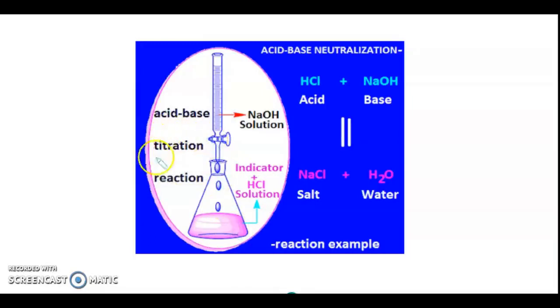This process is known as the titration process. So for doing this titration process, the indicator used here is phenolphthalein. Now, where is this neutralization process used in our daily life? Let's observe that.